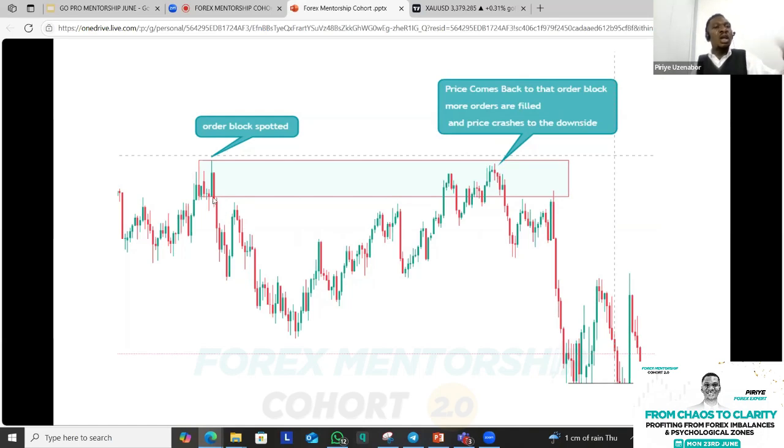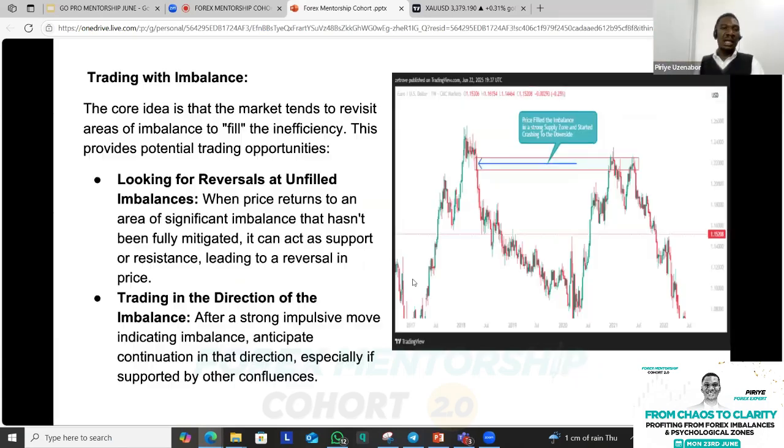Because there are a lot of secret orders inside of this place, we have a lot of things here that need to be offloaded. They are still going to push the price back into that order block, and guess what happened? Price begins to crash to the downside. Price goes to the order block, it crashes to the downside.